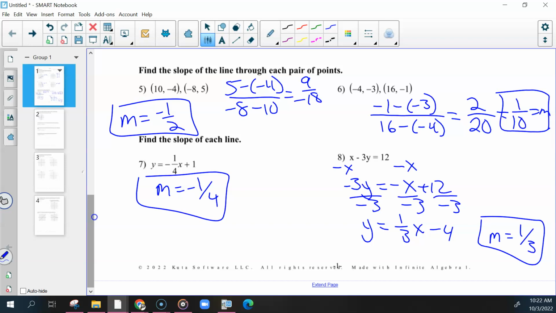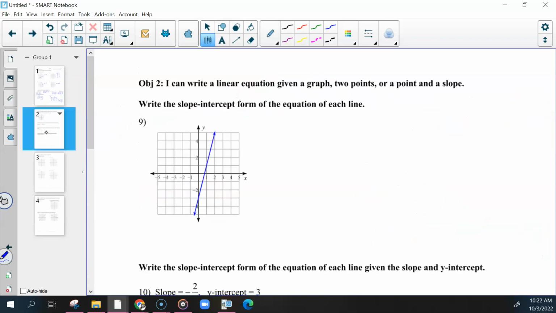Questions on any of that? So this one was worth 1 point, this one was worth 2, the work and then the answer, making that 11. On the next page. This was probably the lowest of the four.